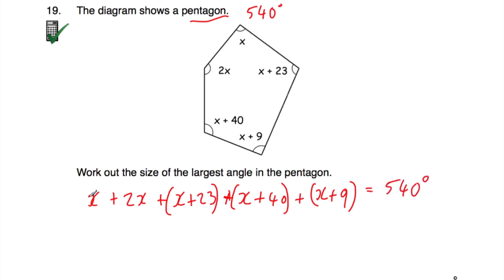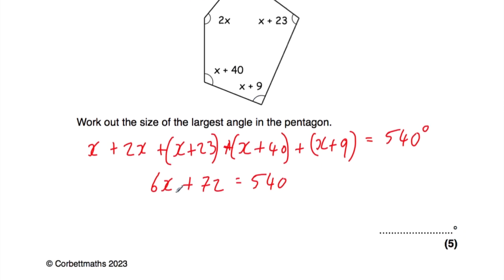So let's simplify this. We've got x plus 2x, that's 3x, plus another x, that's 4x, 5x, 6x, so we've got 6 x's. Plus, and then we've got 23 plus 40 plus 9, it's a calculator question, is equal to 72 degrees, and that's equal to 540 degrees, because these angles will add up together to be 540 degrees. So we've got an equation, we now just need to solve it, and then that'll give us the size of x, and then we can work out the size of each angle.